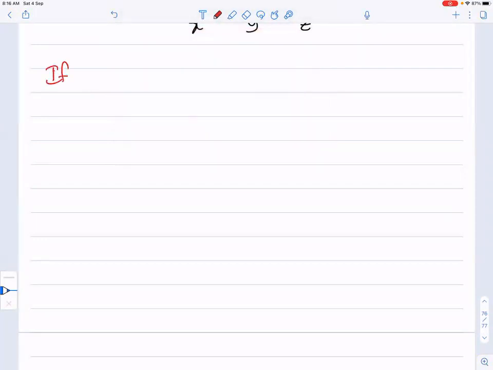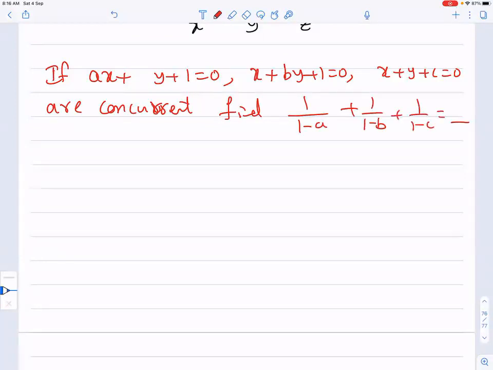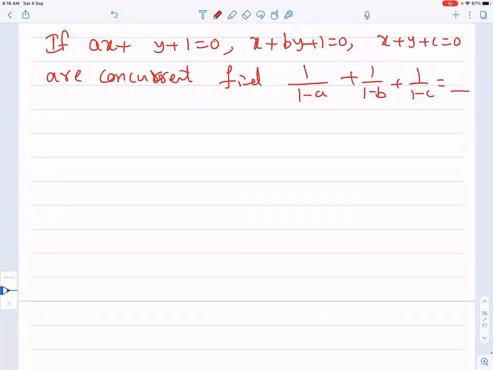If ax plus by plus 1 equal to 0, ax plus y plus 1 equal to 0, x plus by plus 1 equal to 0, x plus y plus c equal to 0 are concurrent, find 1 upon 1 minus a plus 1 upon 1 minus b plus 1 upon 1 minus c. Do you remember, this is the first time I taught you row operations, for this question in straight lines?